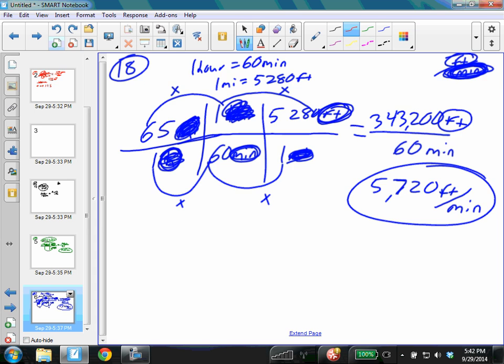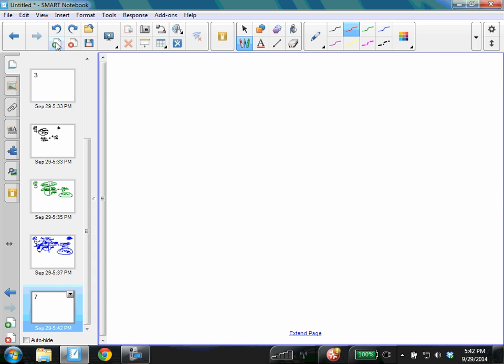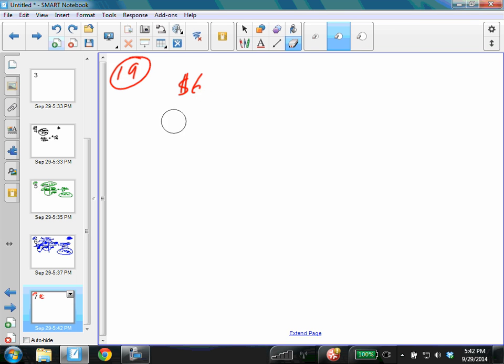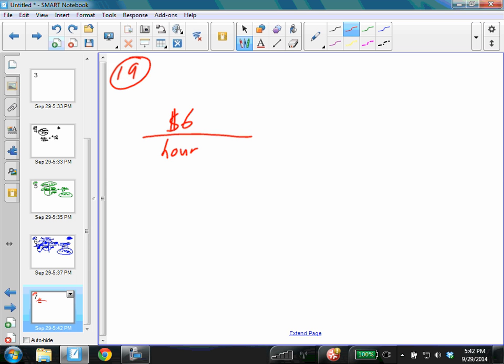All right, go to 19, right? 19 is fairly similar. Number 19 says that we have $6 per hour, right? That's what we're starting with, our $6 per hour. And I'm going to move this down, $6 per hour. And it wants us to change into cents per minute.